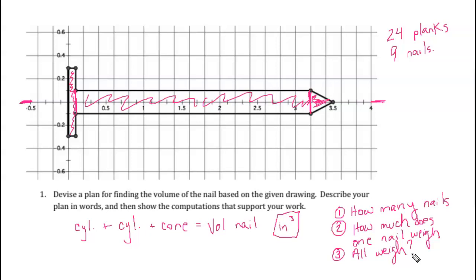Things to watch out for are your units of measure. Remember, our density was given to us in ounces per cubic inch, and we are going to have to convert those ounces into pounds. So we want to watch out for some conversions. But this would be a strategy to help us get through this situation.